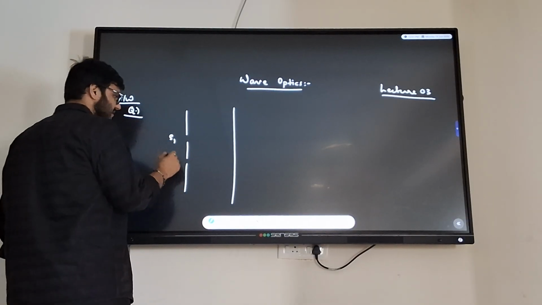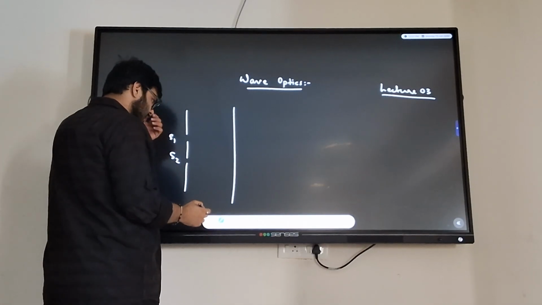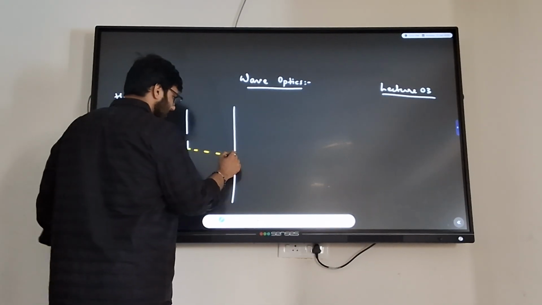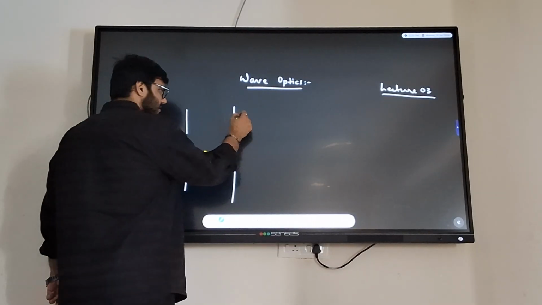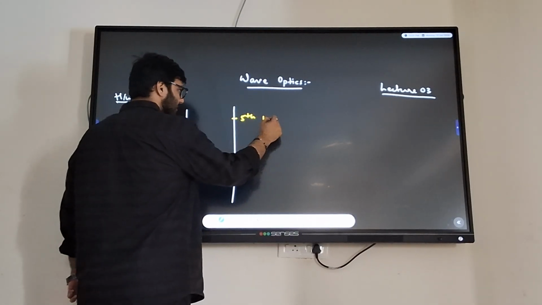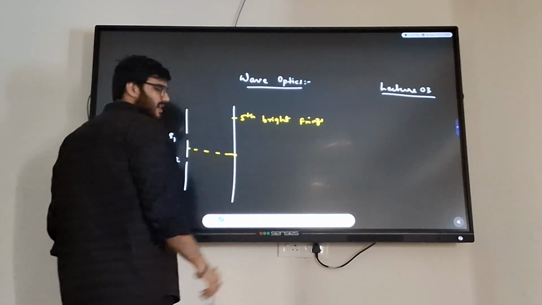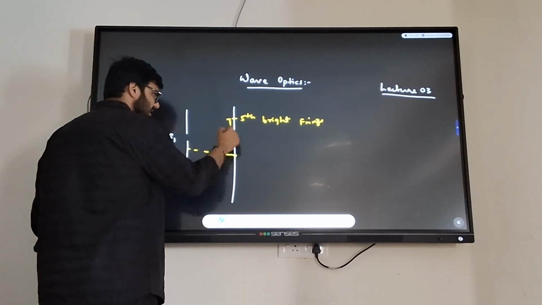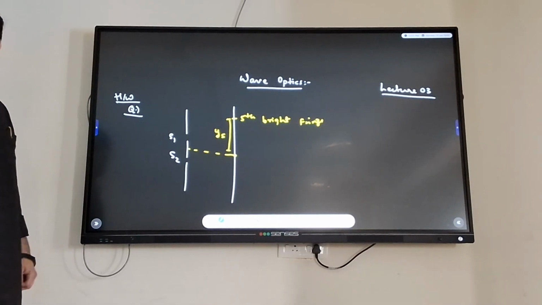and you have two slits. Now what is happening is there will be a central maxima here, and there will be a fifth maxima here, fifth bright fringe. And what is the distance of fifth bright fringe from this? It's y5, na? Yes. And what is y5 equal to?